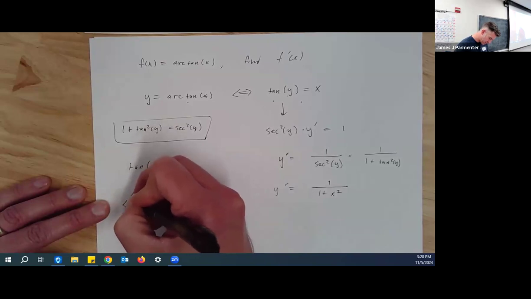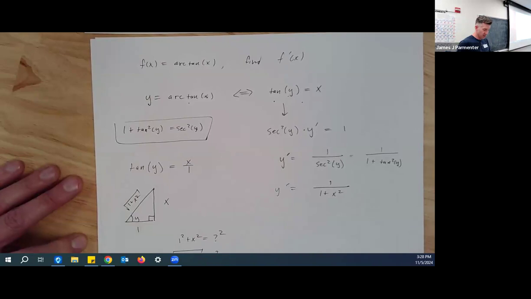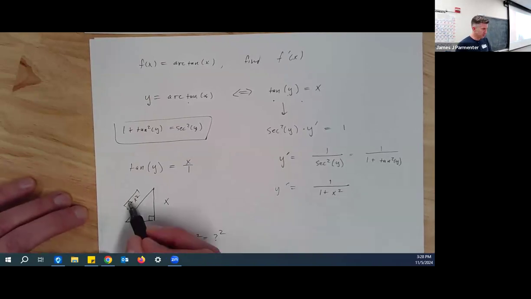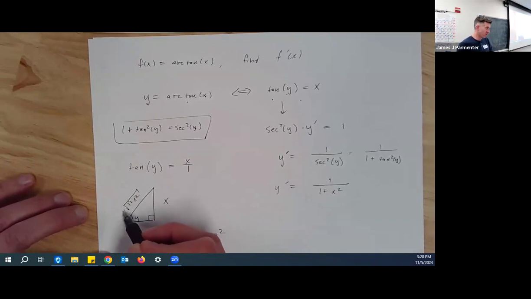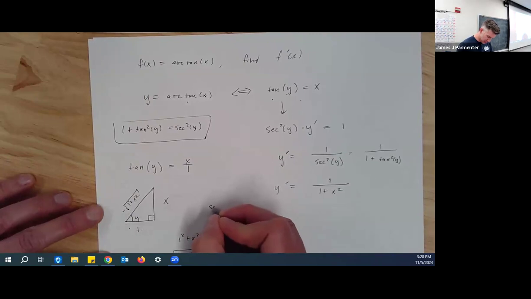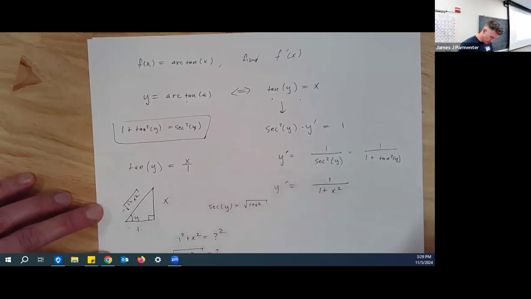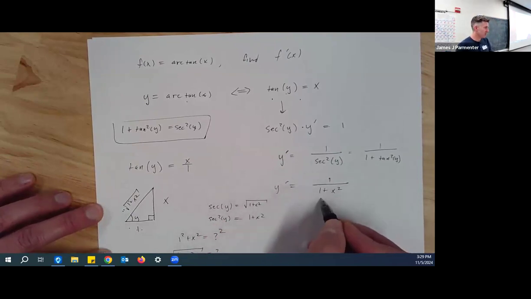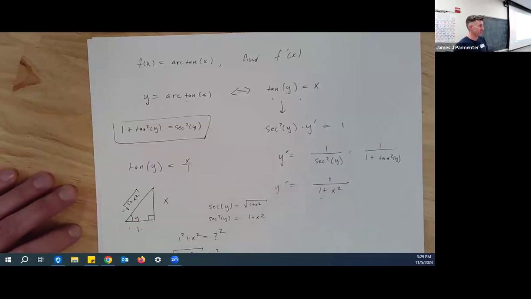And then I never remember secant. I know that secant is the reciprocal of cosine. Cosine is adjacent over hypotenuse. So cosine would be 1 over the square root of 1 plus x squared. So secant is the square root of 1 plus x squared over 1. So secant of y is the square root of 1 plus x squared over 1, which then means secant squared of y is 1 plus x squared. Exactly like we got right there. So either way you slice it, you're going to get y prime equal to 1 over 1 plus x squared.